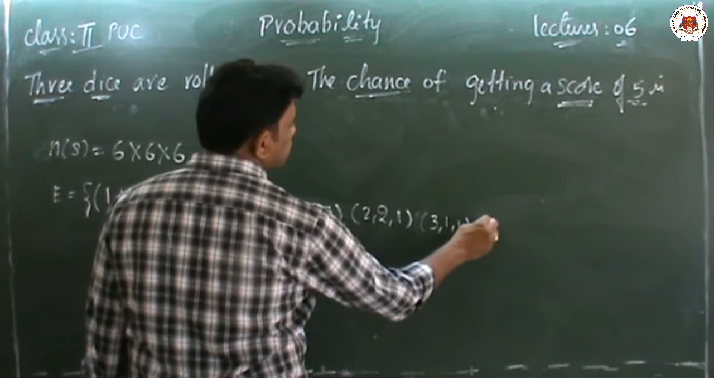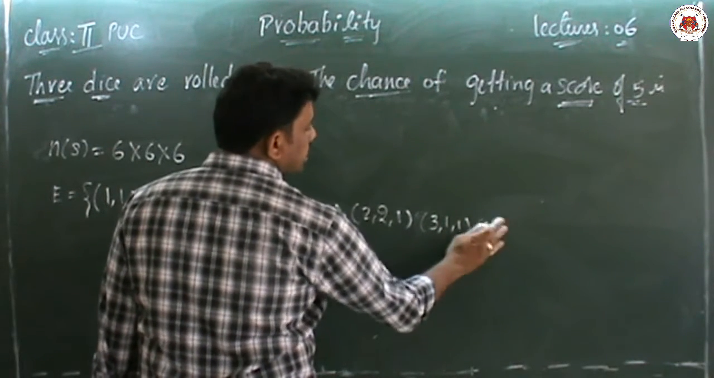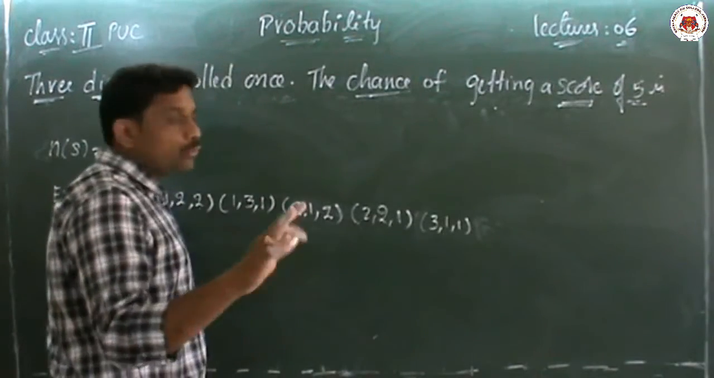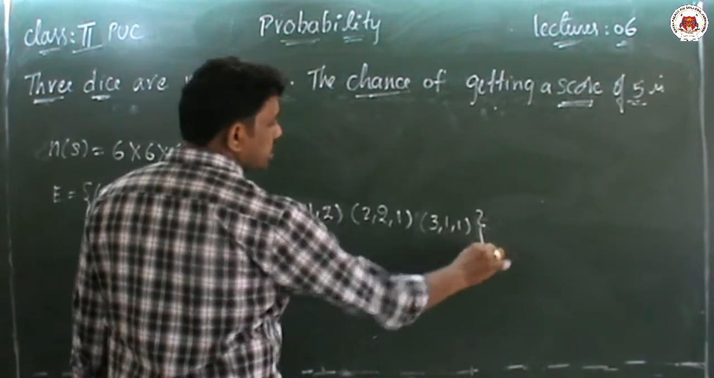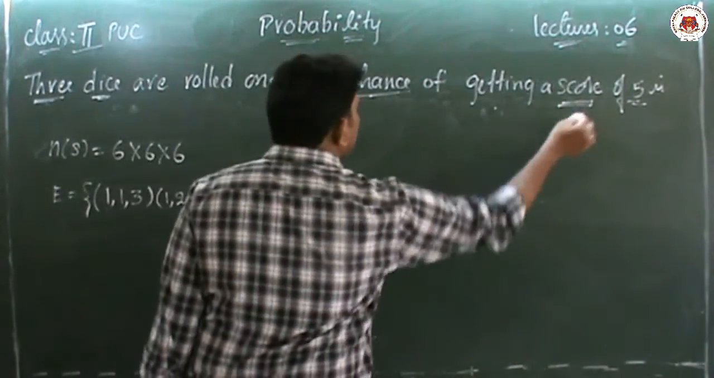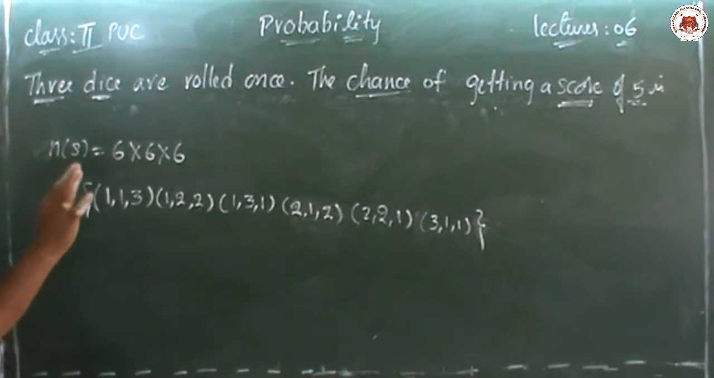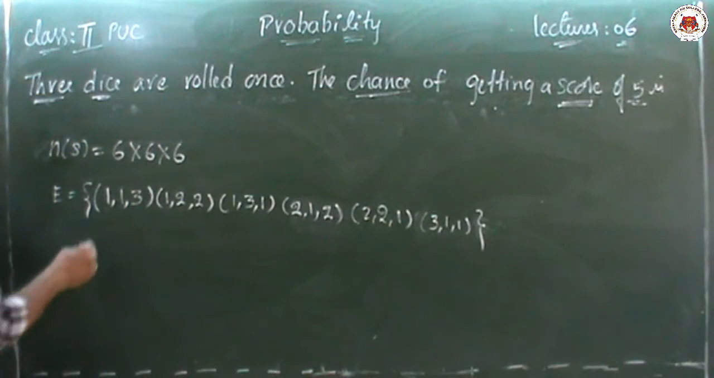Plus 1 is 4, 4 plus 1 is 5. With 3, 2 is not there. With the 3 no chance. With the 4, with the 5, with the 6 no chance. He said the score of 5 means the total of these 3 dice numbers is compulsorily equal to 5. Only these are the chances.